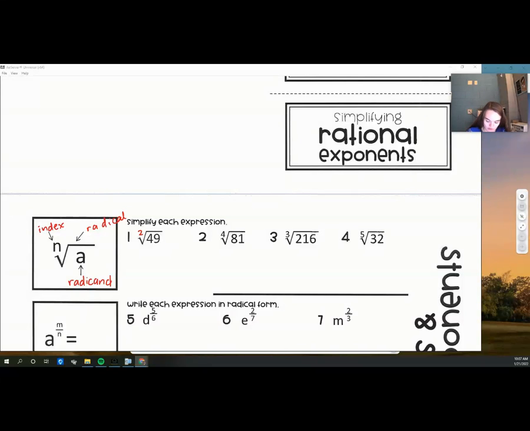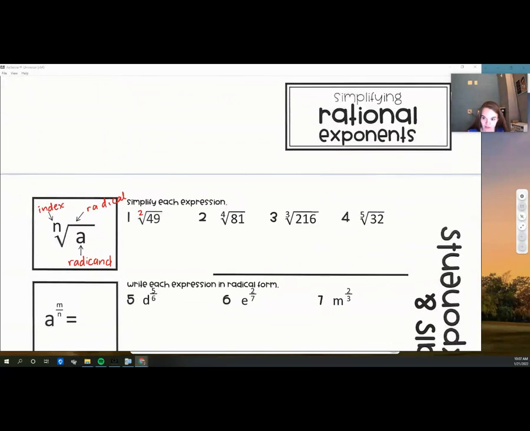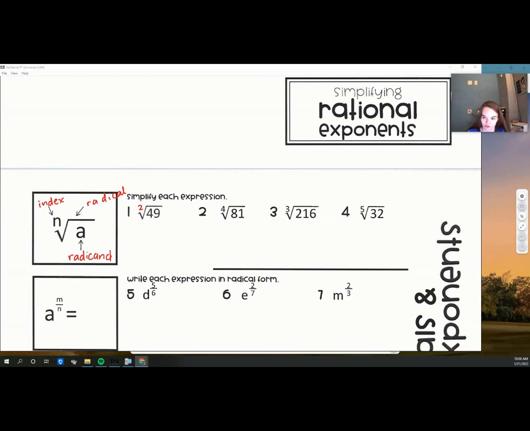When it says simplify each expression, yes, I could type this in my calculator, which would help me out some. So we could learn how to do that, or we can learn how they actually work without a calculator, which is what we're going to start doing first. 49 is actually 7 times 7, which means since there are 2 sevens, and the index is 2, the answer is 7. So the square root of 49 is 7. Okay, 81. This is talking about the 4th root. So I need 4 things that multiply to give me 81.